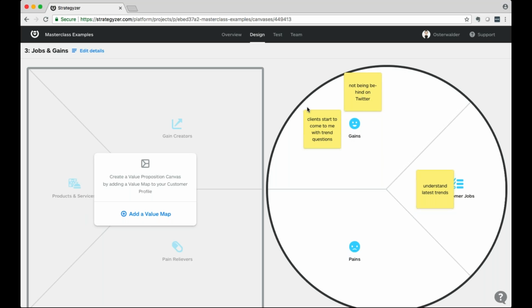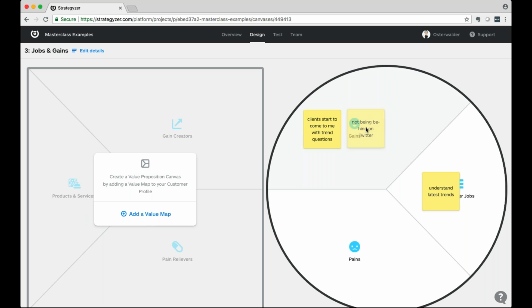So what you put here in gains is the outcomes that customers hope to get from a job well done. Okay, so I like calling this outcomes, or how they measure success. How do they know they've done this particular job, understanding the latest trends, well? So how do they measure success, and what are the exact outcomes that they hope to achieve? So it's very important to be, again, not just superficial. Oh yeah, understand latest trends, that's the gain. No. How do you know that, and what do you really want to achieve?